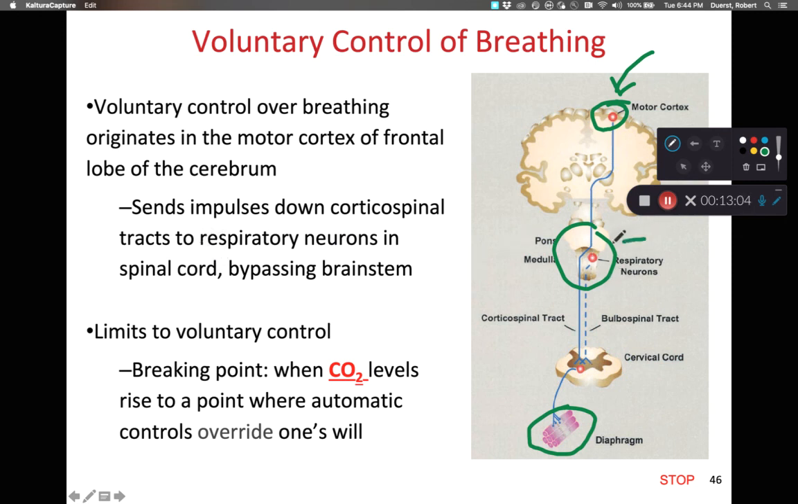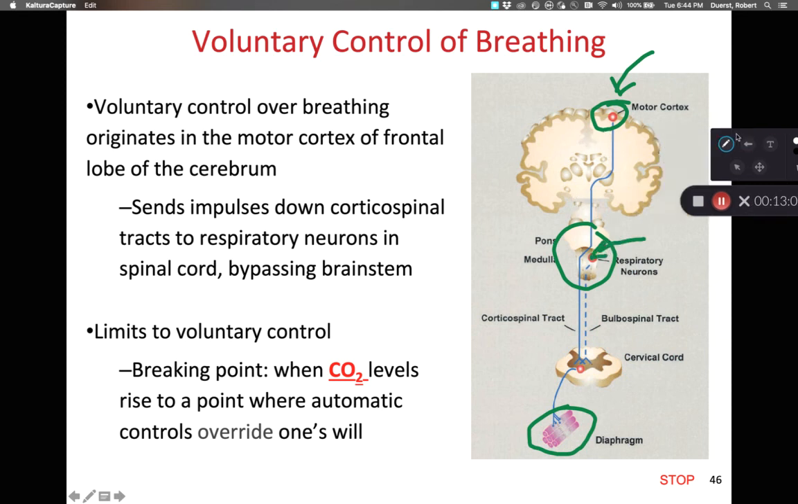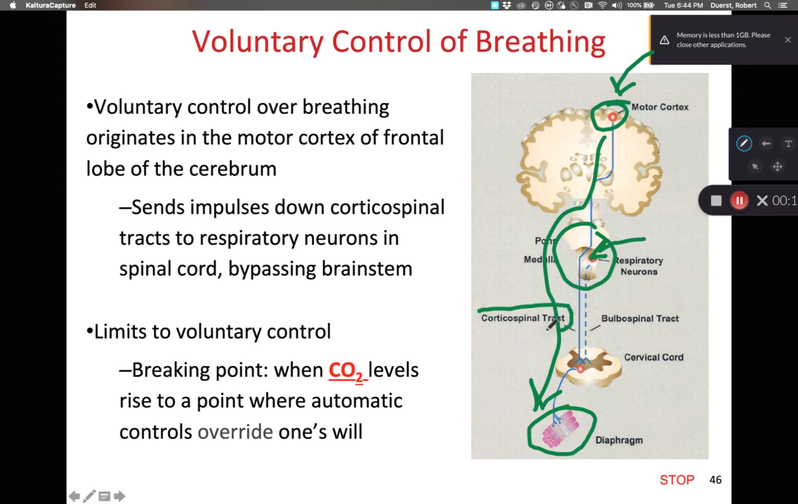We can completely skip those respiratory centers and go all the way down to the lungs directly through the corticospinal tract, bypassing the bulbospinal tract within our spinal cord. What does this mean? This means we can choose to breathe in deeply and hold our breath. Or when we smell something that's very stinky that we don't want to smell, we can just stop breathing in for a little bit of time and walk past the stinky smell.